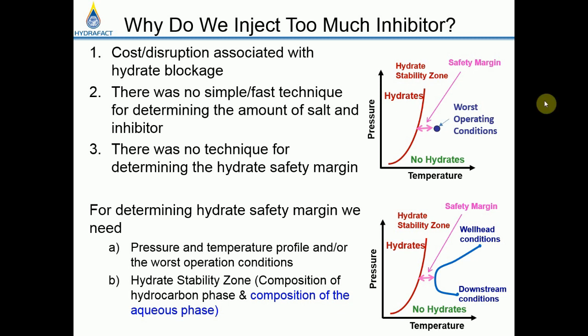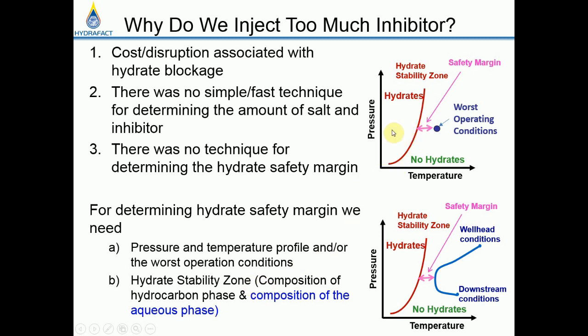But to find out the hydrate safety margin, we need two pieces of information. We need the pressure and temperature profile along the pipeline, or we need the worst operating condition. Then we need the hydrate phase boundary.